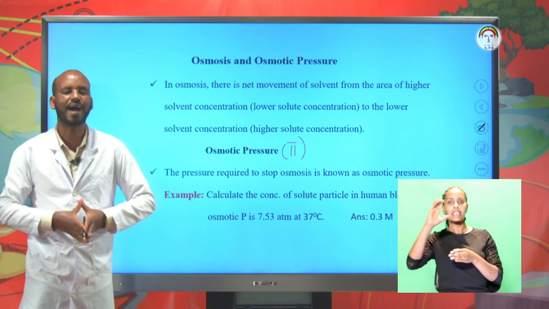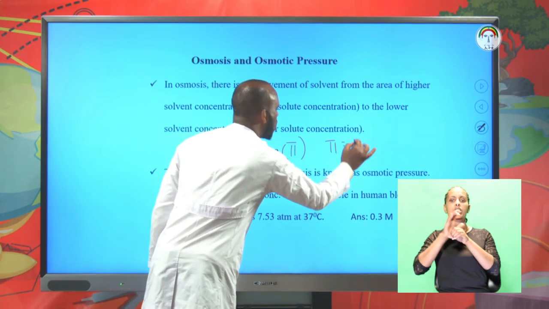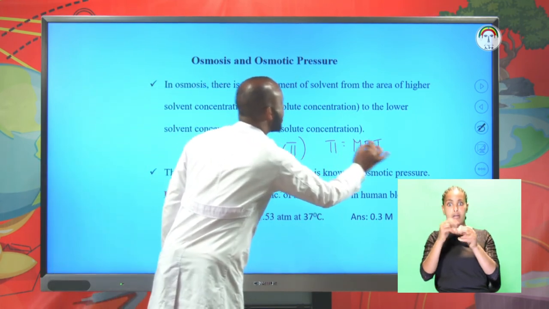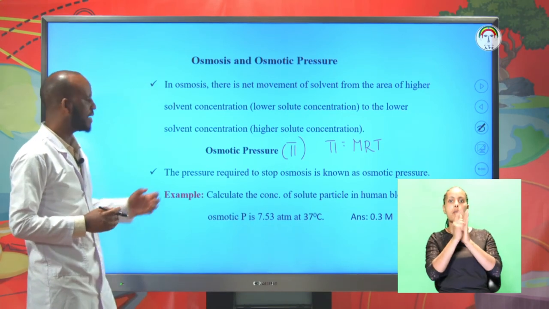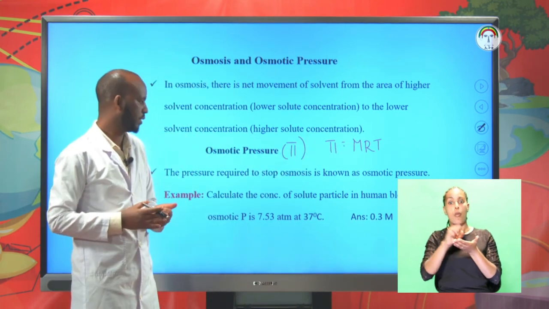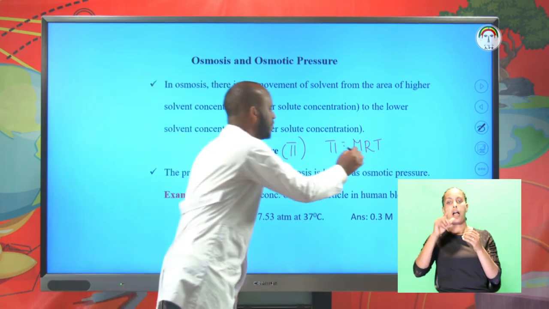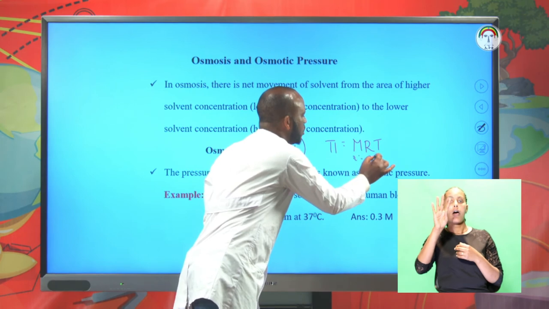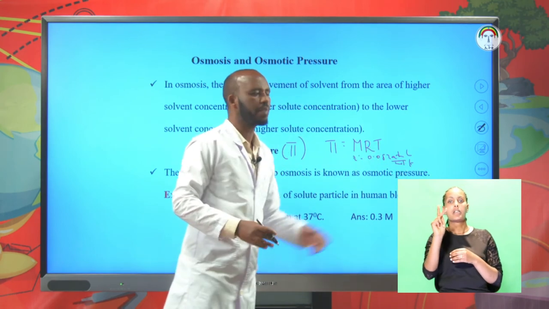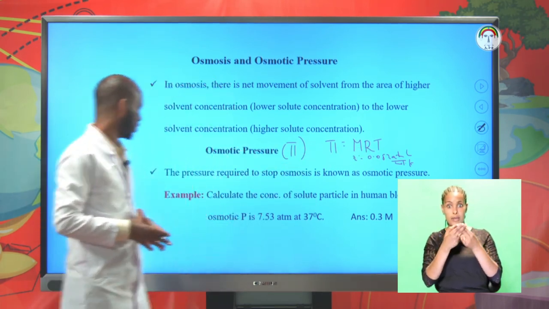This osmotic pressure is an example of colligative properties of a solution, because osmotic pressure equals molarity of the solution times R, the universal gas constant, times temperature in Kelvin. You see, it is an example of colligative properties of a solution because it depends on concentration of the solution, molarity. Capital M is molarity of the solution. R is universal gas constant having a value of 0.082 atmosphere liter per mole Kelvin. T is temperature in Kelvin. Therefore, osmotic pressure equals molarity times R times temperature.